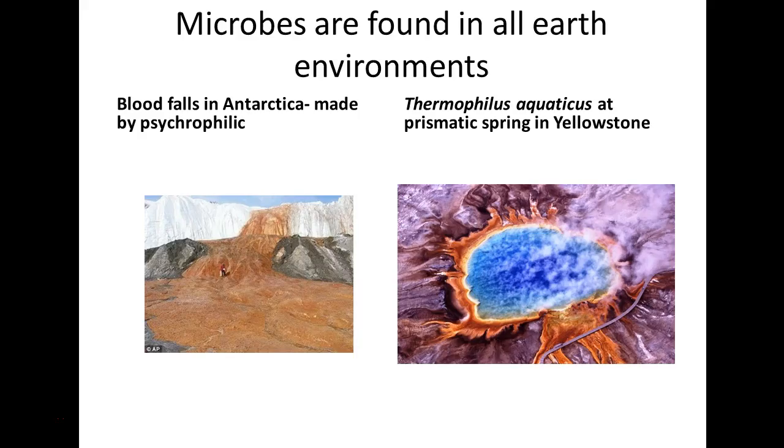Okay, so as far as an introduction, we already know that microbes are found in all Earth environments. Blood Falls in Antarctica is made by psychrophilic bacteria, as we saw at the beginning of the Chapter 6 lecture. We've seen many times the Grand Prismatic Spring at Yellowstone Park, and around the edge of that we can see the various colors showing the different kinds of microbes thriving at various temperatures. So we find microbes in all Earth environments.